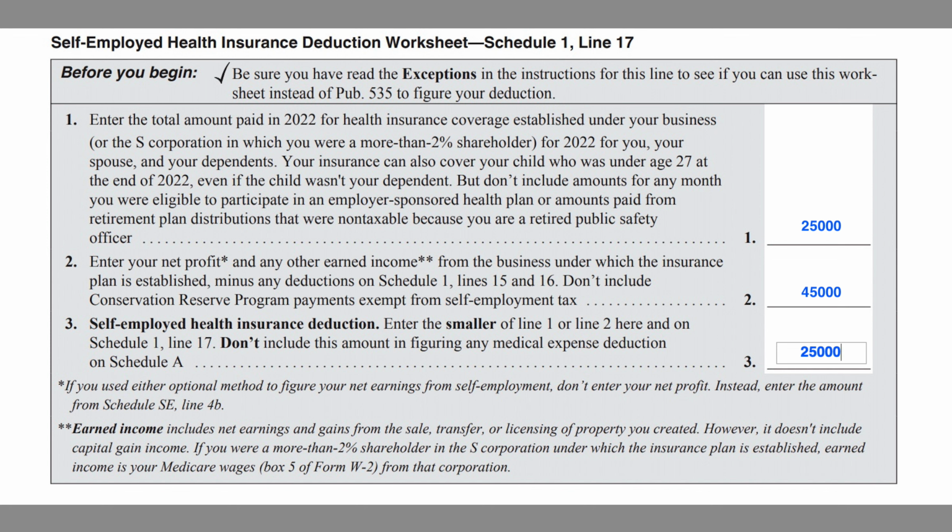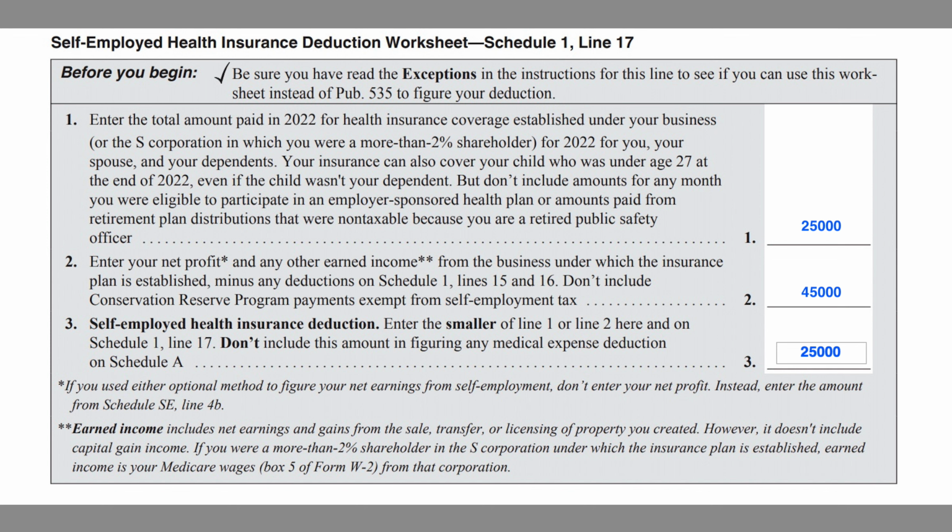Is it the amount of health insurance coverage that we paid, or is it the amount of profit plus the other earned income? So you can take a full deduction for the health insurance up to the amount of your net profit plus your earned income. And that's basically what this worksheet is helping you do. It's to consolidate which one is the smaller of those two. You can't take a deduction for health insurance coverage that creates a loss. That would not be allowed.